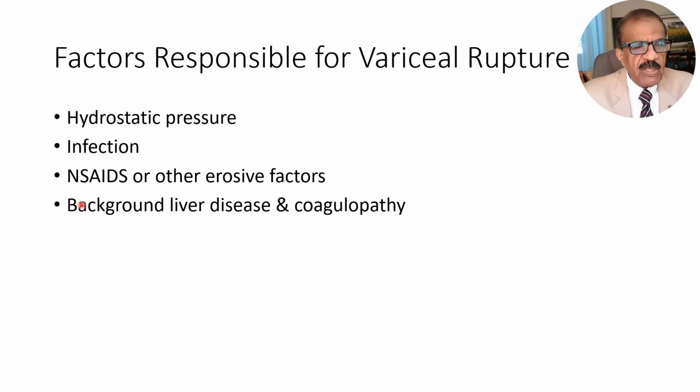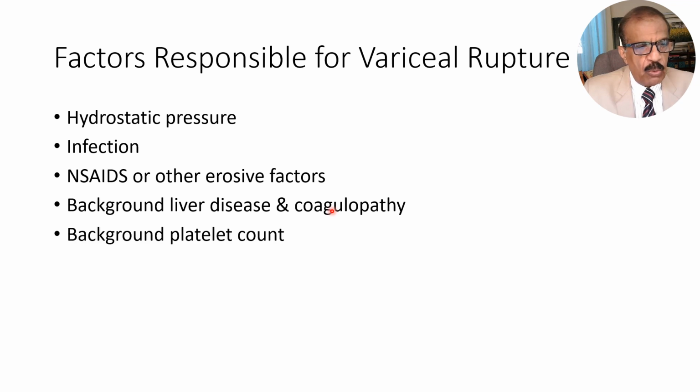So background liver disease and coagulopathy, the same level of hydrostatic pressure. Somebody with advanced hepatocellular dysfunction is likely to have low clotting factors, and also likely to have prolonged prothrombin time and prolonged INR. So a person with liver disease, portal hypertension, and coagulopathy is more likely to have bleeding. Patients with chronic liver disease also have thrombocytopenia. So if there is thrombocytopenia, that of course can also contribute to GI bleeding. So background platelet count.